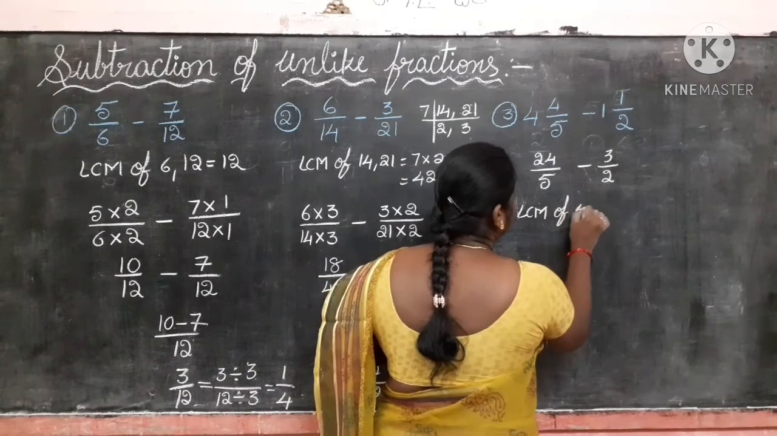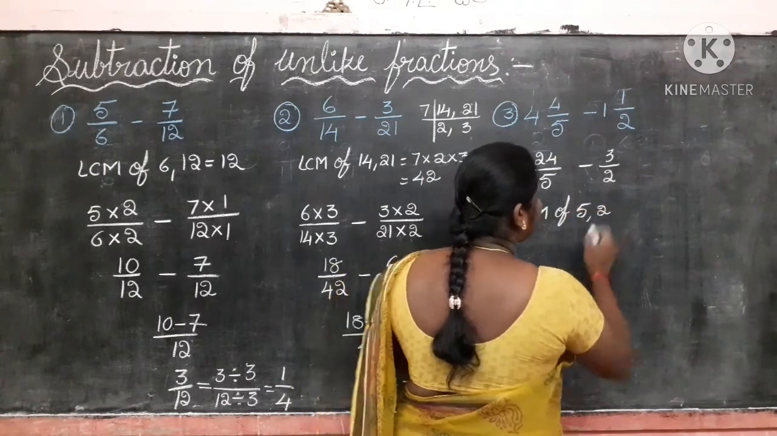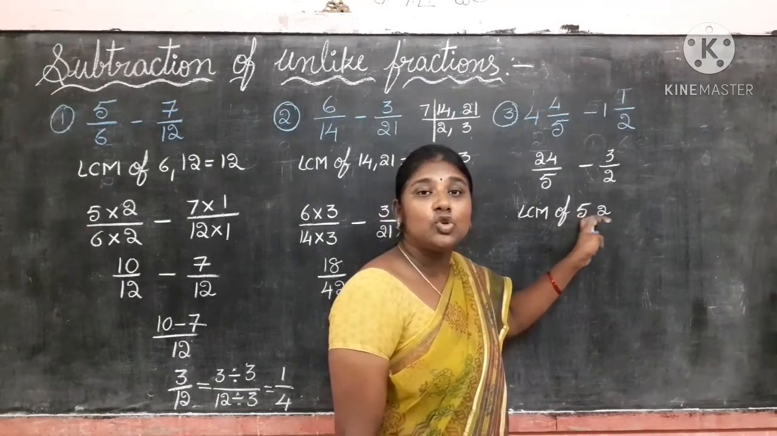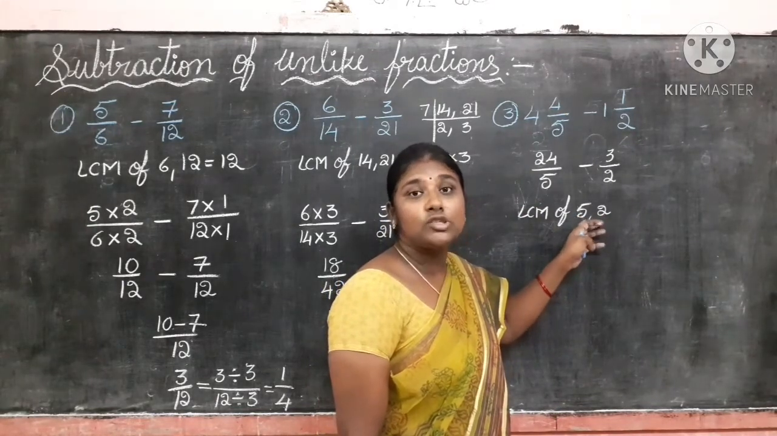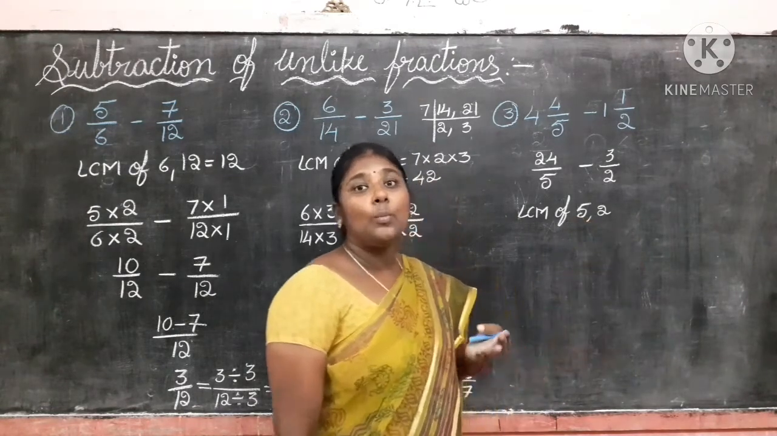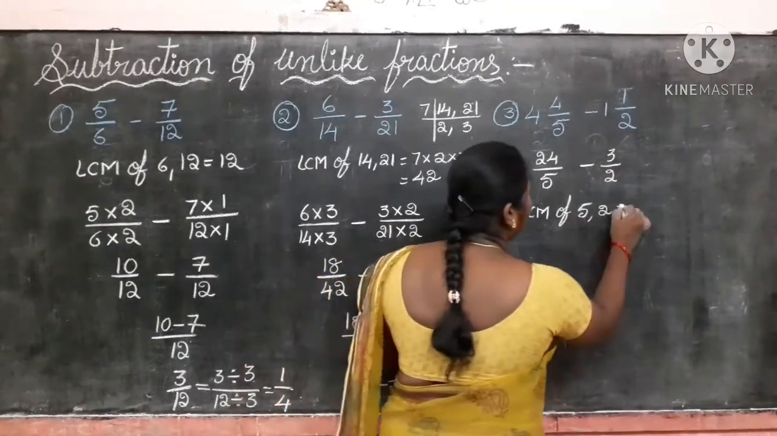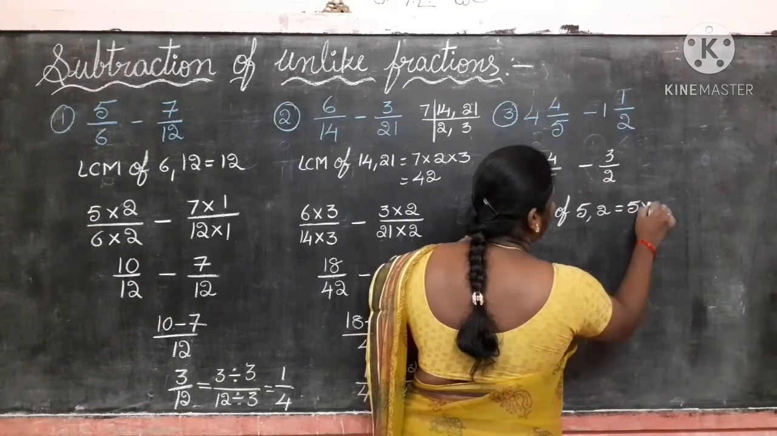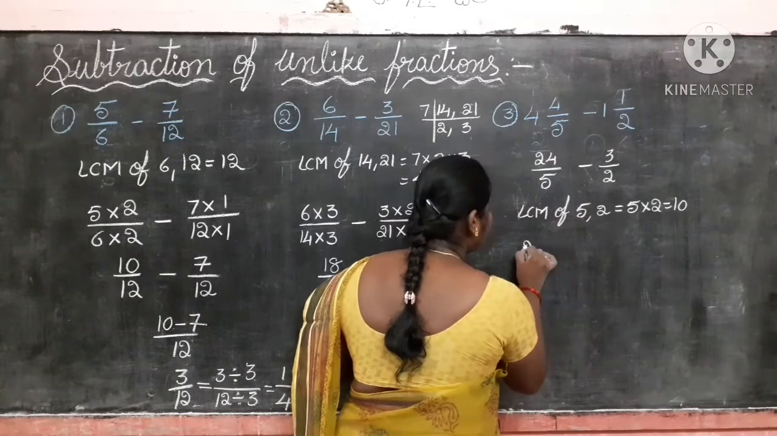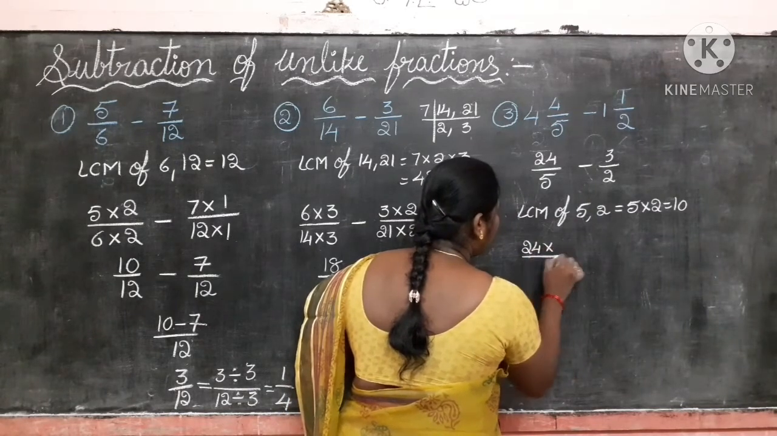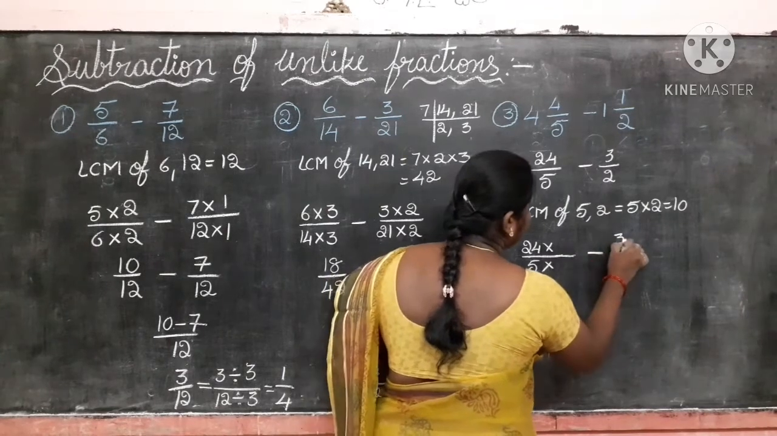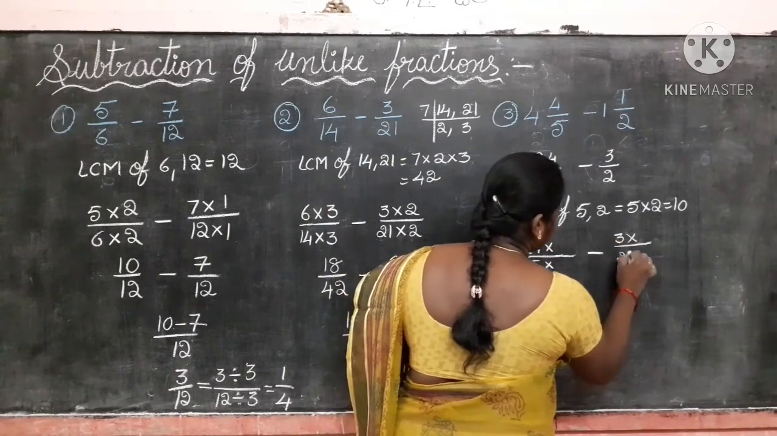If you observe here, 5 and 2 are what numbers? 5 and 2 are co-primes. Why are these two co-primes? These two will not come in the same table. These two are prime numbers. So the LCM of prime numbers is their product. So we have to multiply 5 into 2. 5 2s are 10. Now the first fraction 24 by 5 minus 3 by 2.